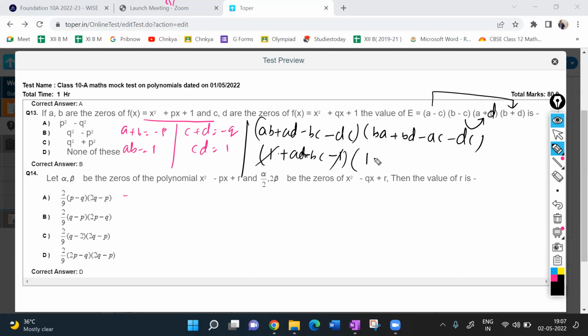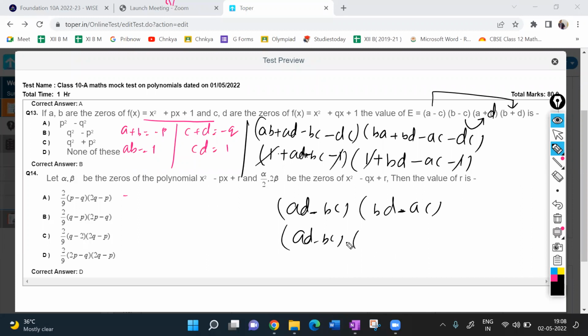AB is 1. The BD value is also not there, so BD. The AC value we don't have. The CD value is 1. Again this will get cancelled. AD minus BC, BD minus AC. Correct? This is what I got. That's it. AD minus BC, BD minus AC. Nothing wrong with this.